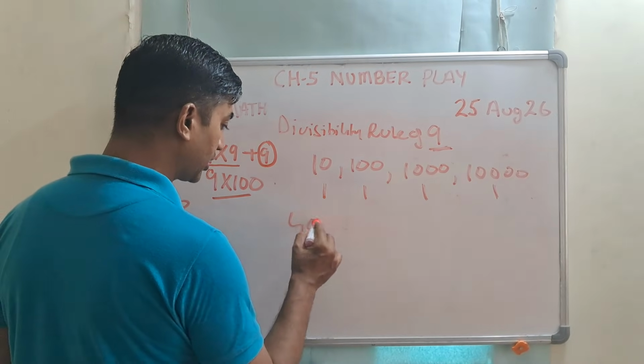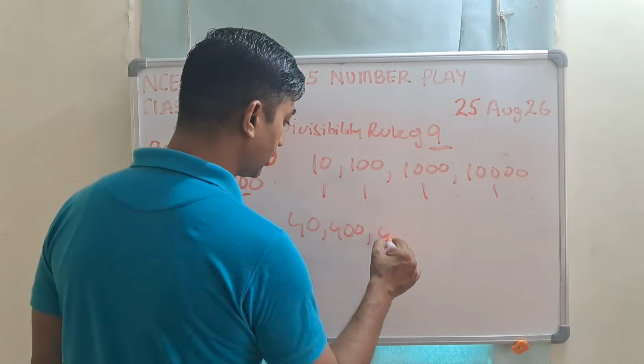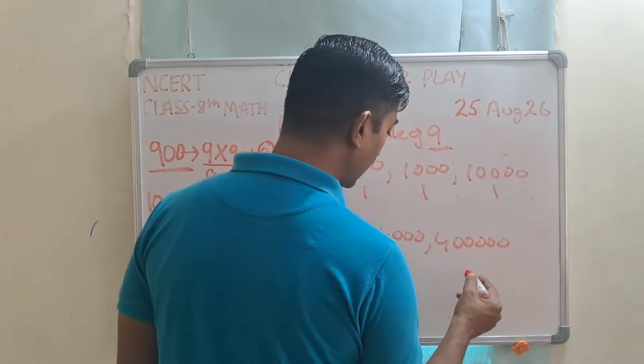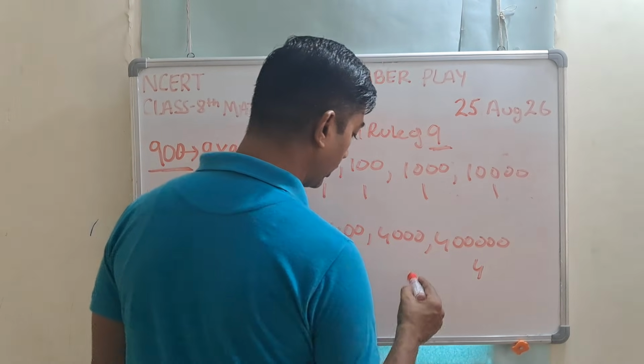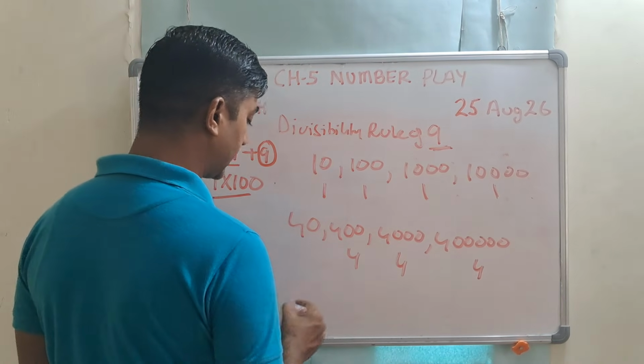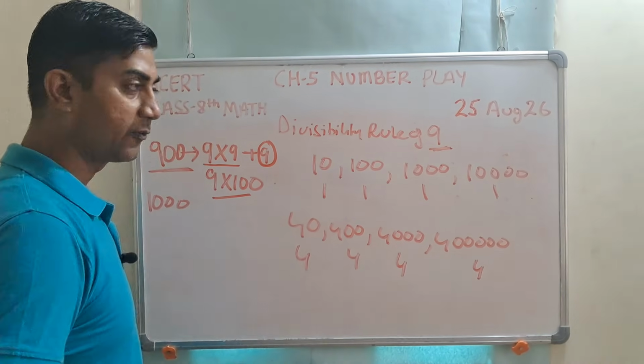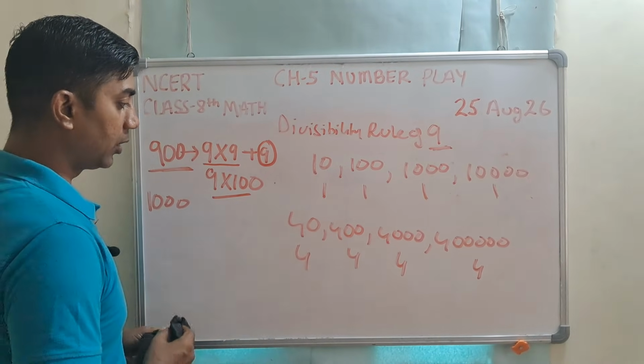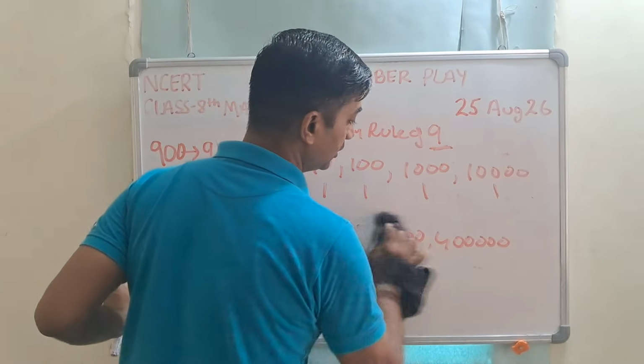Likewise, if you write 40, 400, with any number of zeros, you will always get the remainder 4. Understood? Got this point? How have we concluded this? Now see.